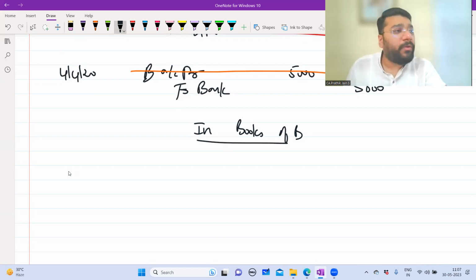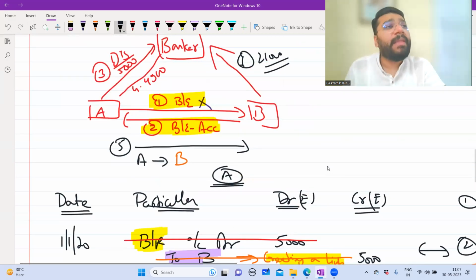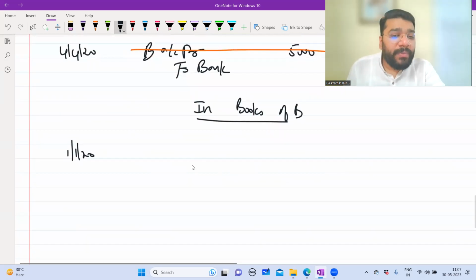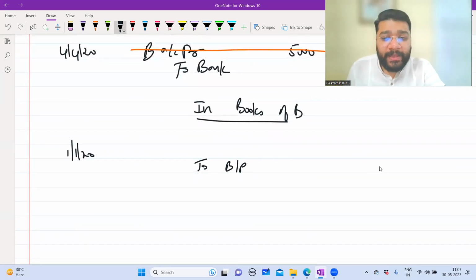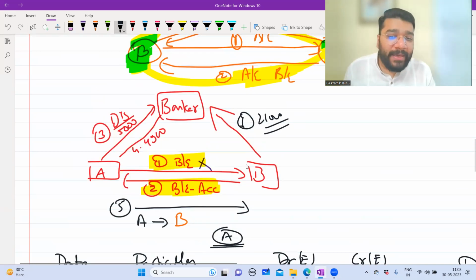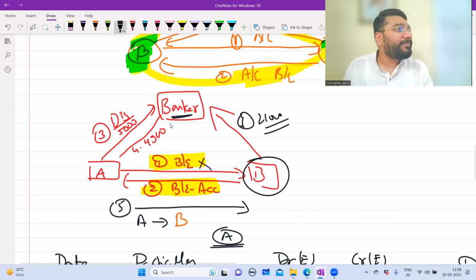Yes. So on the date of acceptance of the bill, 1/1/2020, look at the transaction. B is accepting the bill and giving it. B's acceptance of the bill means B is undertaking to make this payment on a future date. So can I say it will be Bills Payable, 5,000 rupees in credit? Bills payable credit means B has to make the payment to whom? Not A, the banker. On the maturity date, B is making payment to whom? Banker.